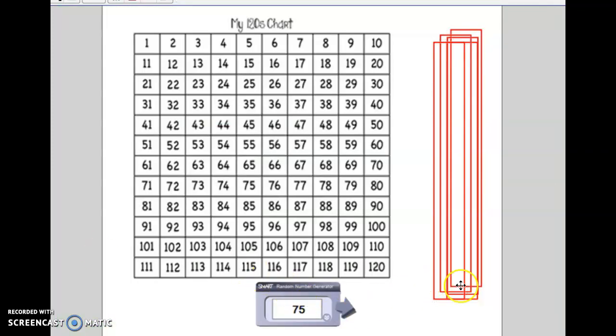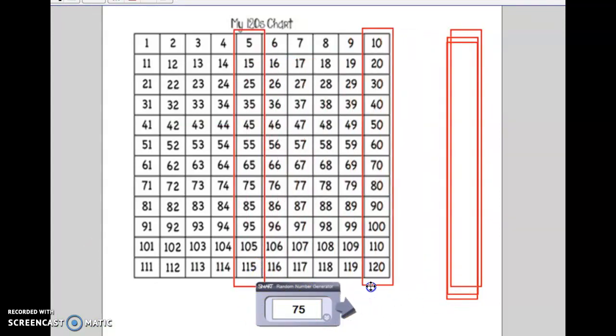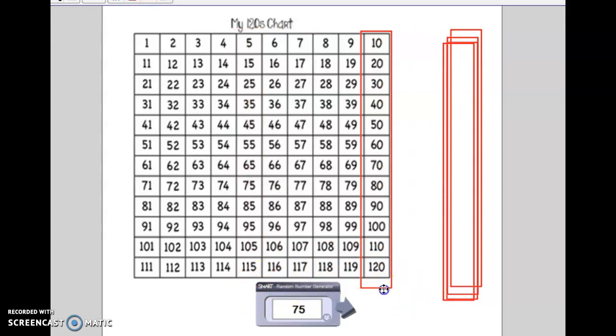Let's get our number 75. This is a perfect number for counting by fives. Here we go. 5, 10, 15, 20, 25, 30, 35, 40, 45, 50, 55, 60, 65, 70, 75, 80, 85, 90, 95, 100, 105, 110, 115, 120.